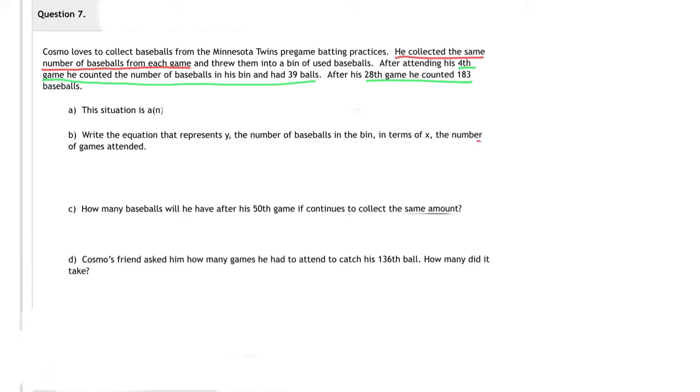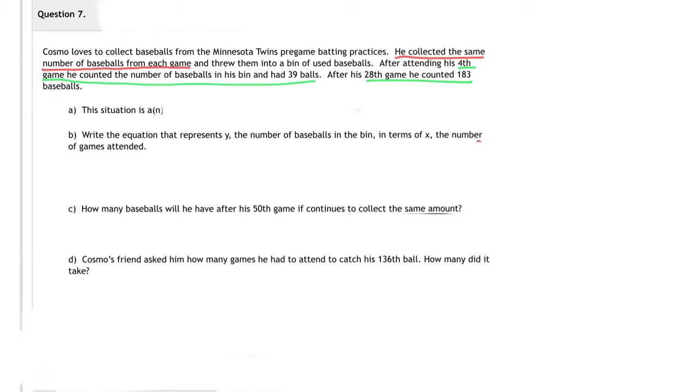Alright, this video is going to walk you through how to solve linear word problems. First of all, let's start with the word problem. Cosmo loves to collect baseballs from the Minnesota Twins pregame practices. He collects the same number of baseballs from each game and threw them in a bin of used baseballs. After attending his fourth game, he counted the number of baseballs in the bin and had 39. After his 28th game, he counted 183 baseballs.